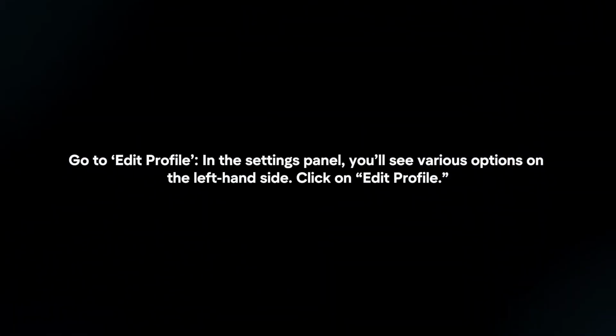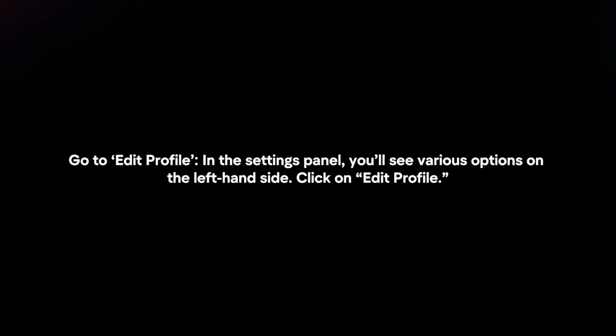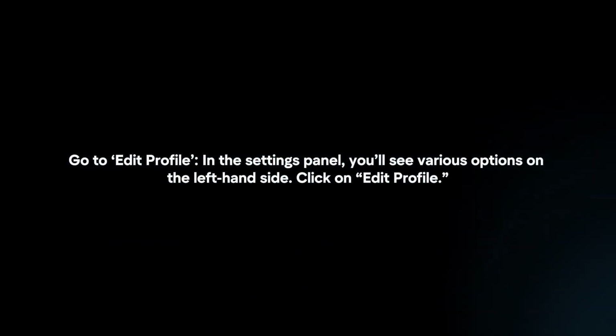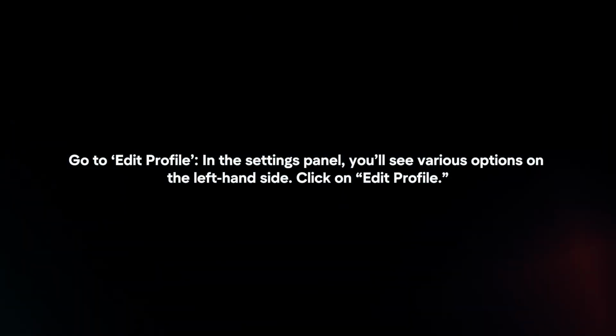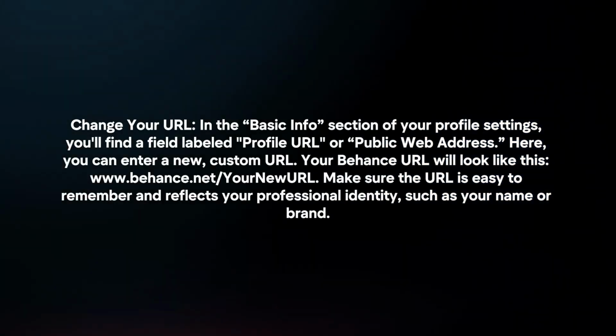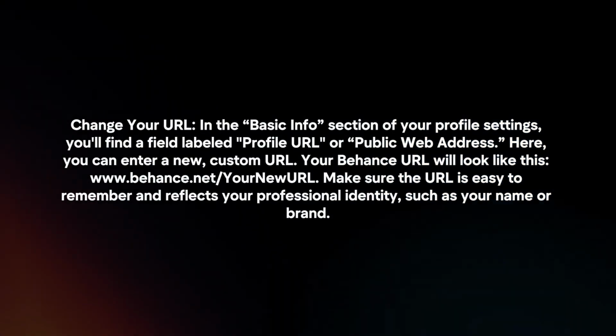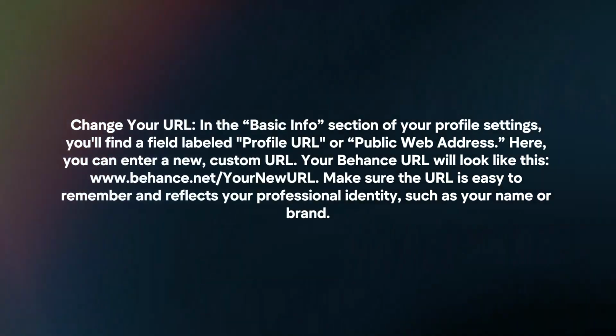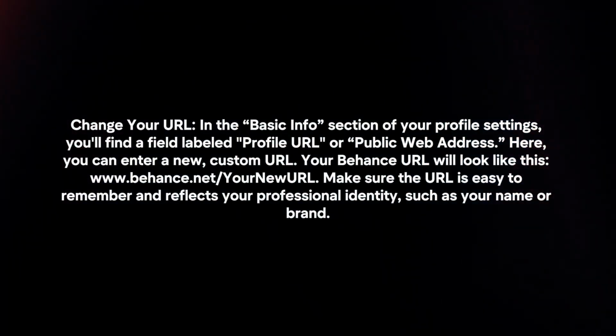Go to Edit Profile. In the Settings panel, you will see various options on the left-hand side. Click on Edit Profile. Change your URL. In the Basic Info section of your profile settings, you will find a field labeled Profile URL or Public Web Address. Here, you can enter a new custom URL.